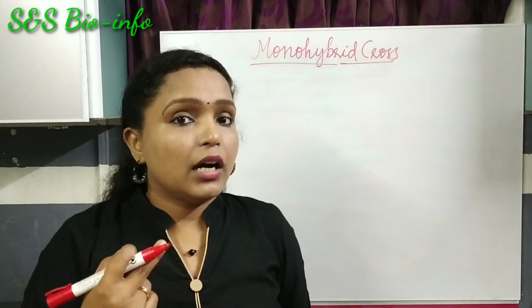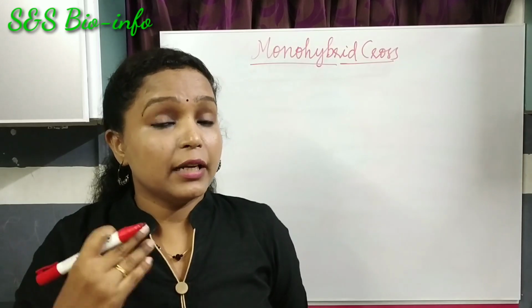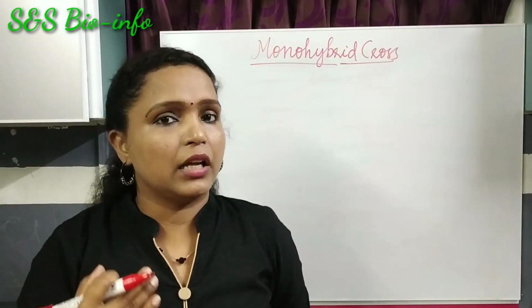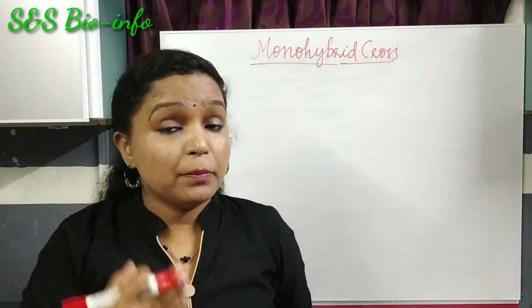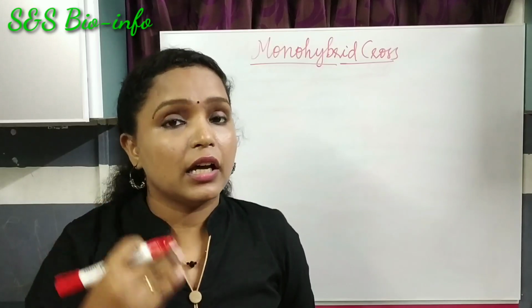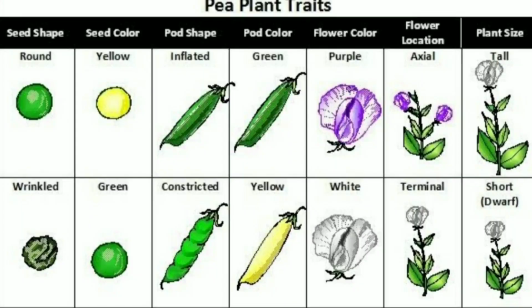Gregor Mendel selected garden pea or Pisum sativum for his hybridization experiments to study the inheritance of genes. He selected 7 characters and 7 pairs of contrasting traits. The 7 characters are the shape of the seed, color of the seed, the shape of the pod, color of the pod, the color of the flower, position of the flower, and the stem height. Those were the characters selected by him for studying the inheritance of traits in pea plants.